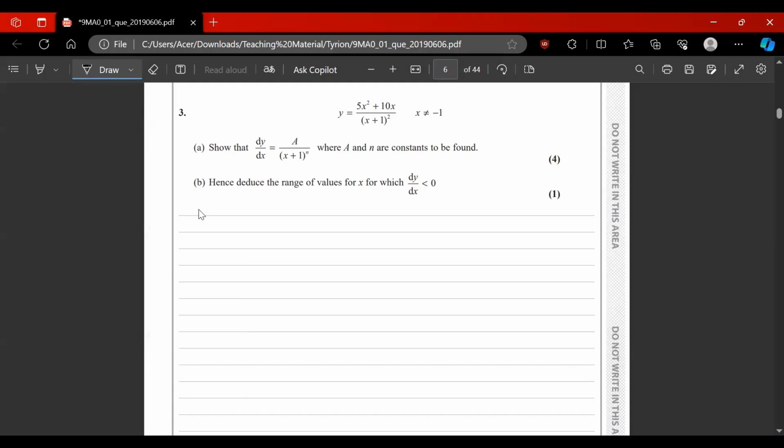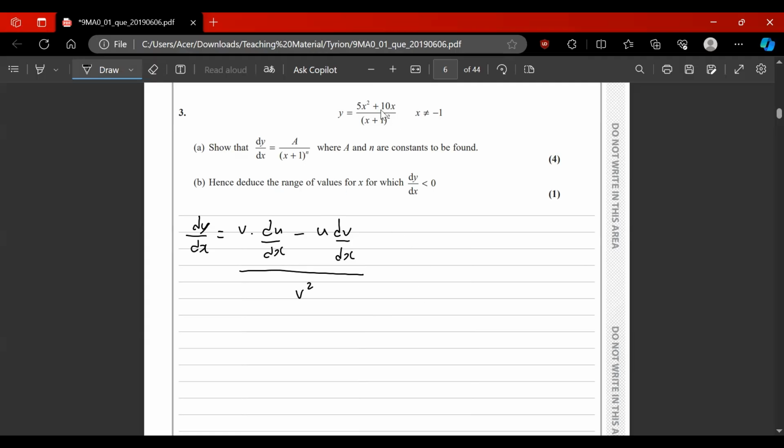So for this, we can make use of the quotient rule, which is dy over dx is equal to v du over dx minus u dv over dx, over v squared. Right. So this is the quotient rule. So we need to now substitute in our terms.